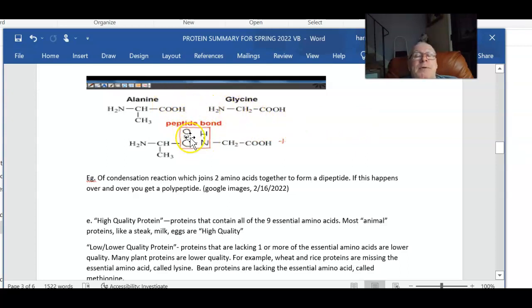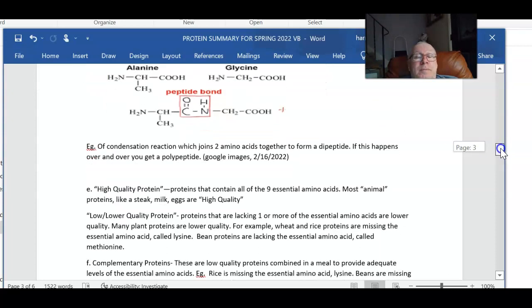And this is the bond here. It's called a peptide bond. Sometimes you'll hear the words peptides and polypeptides used for proteins. This just goes on and on, a big long string of these amino acids condensed together to form whatever protein your body wants or needs.